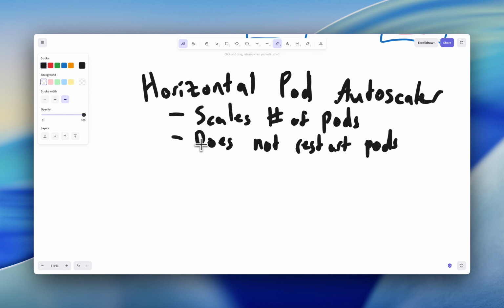It can scale by memory, CPU, or custom metrics. And just note that it is incompatible with some stateful workloads. So let's draw this now.